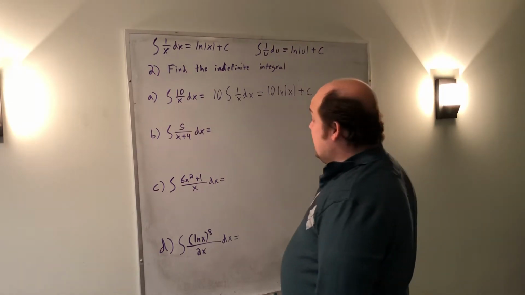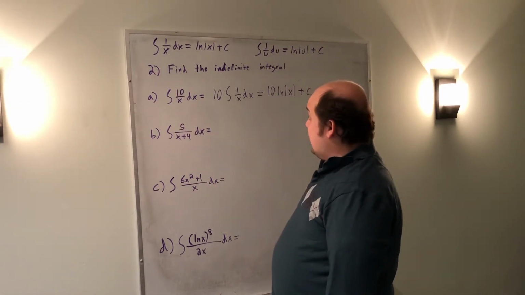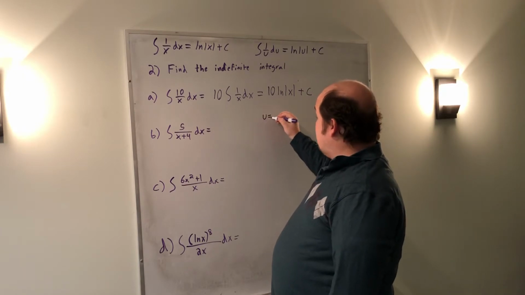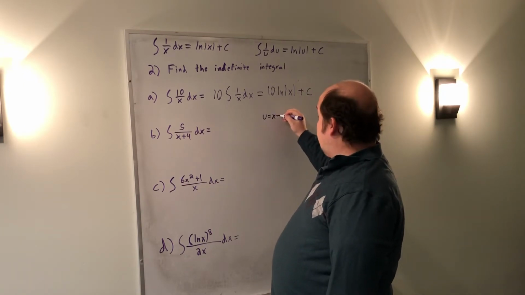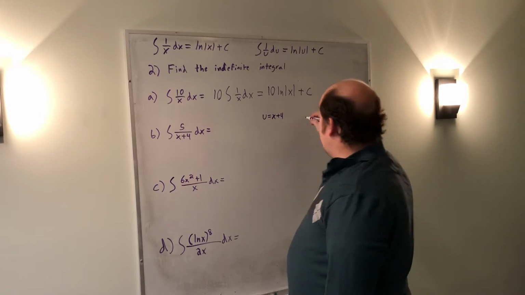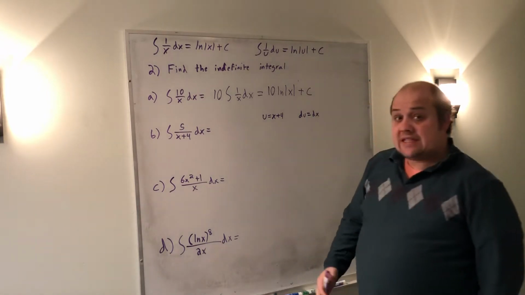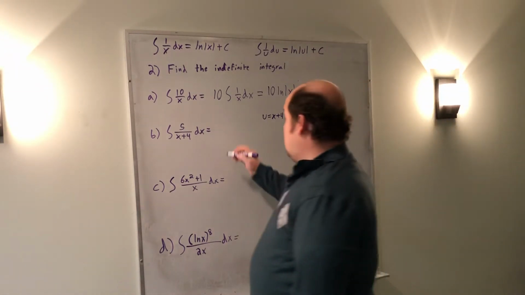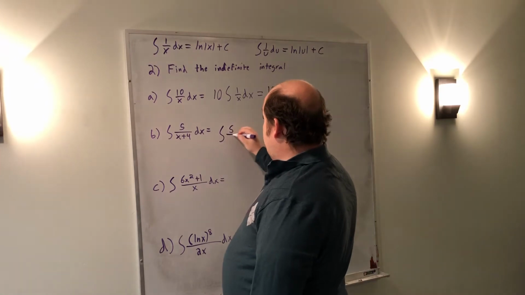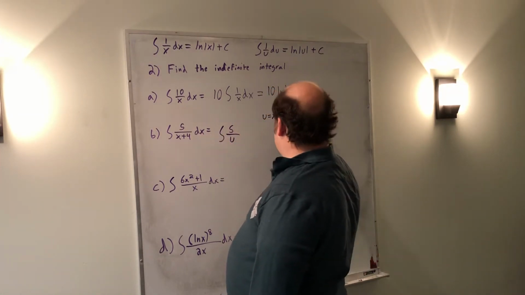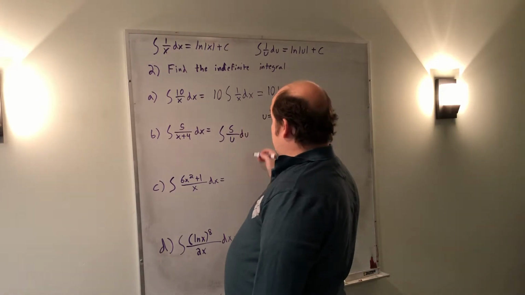For part B here, it's a little trickier. I need to start by setting up what my u would be. My u in this case is going to be what's on the bottom, x plus 4. When I take the derivative of that, du equals just dx. So in this case, I'm going to swap out x plus 4 and change that to u. Instead of dx, I'm going to change that to du.